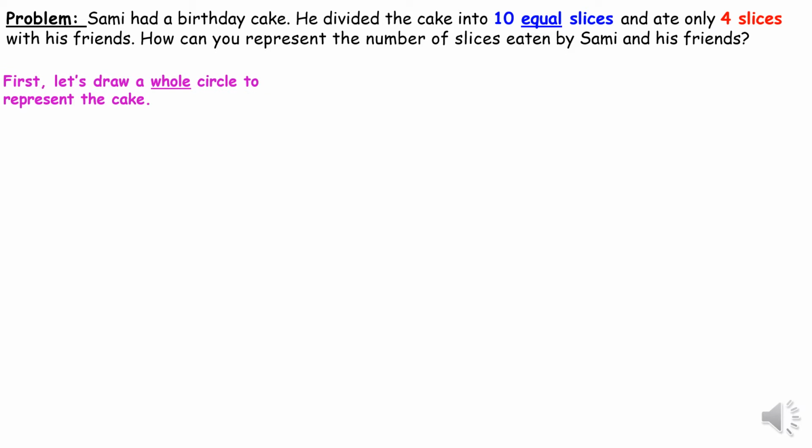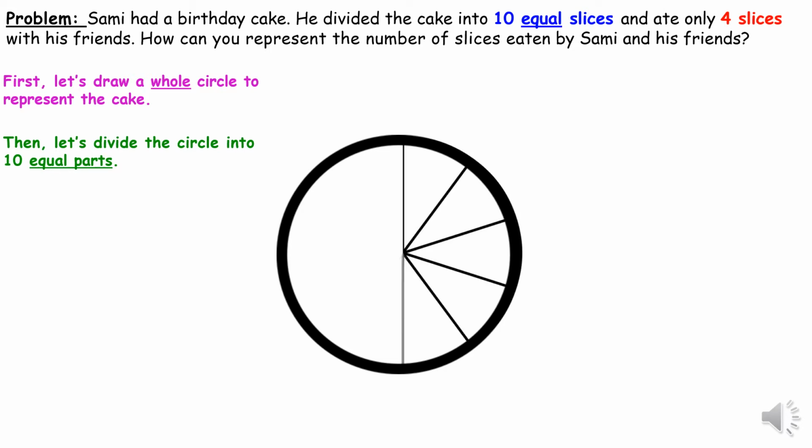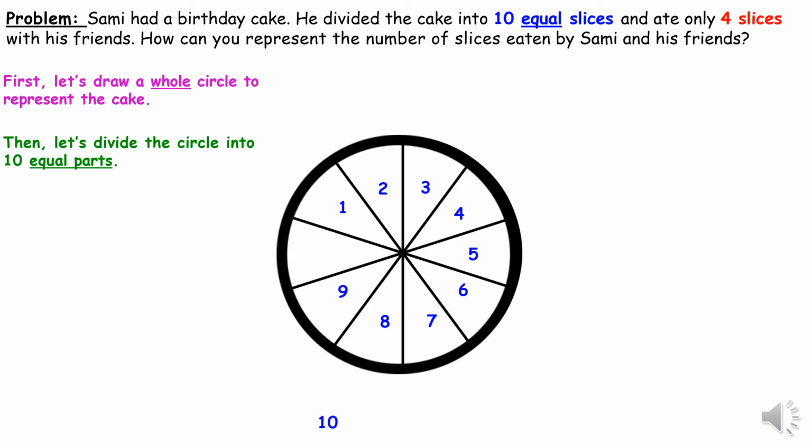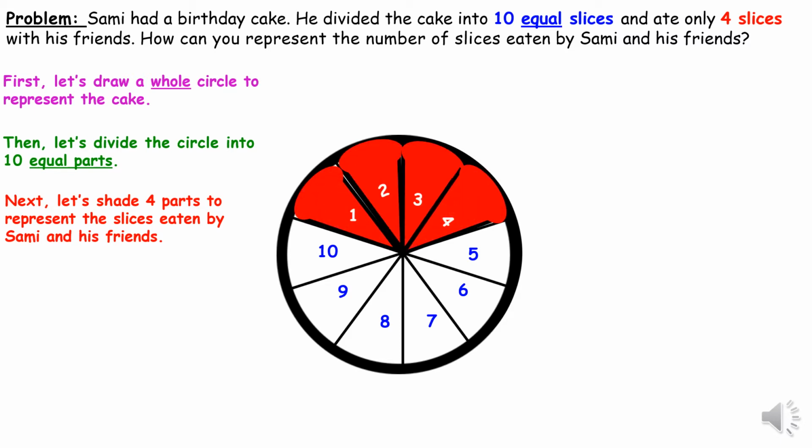First, let's draw a whole circle to represent the cake. Let's imagine that this is a cake. Then, let's divide the circle into 10 equal parts. 1, 2, 3, 4, 5, 6, 7, 8, 9, and 10. Next, let's shade 4 parts to represent the slices eaten by Sammy and his friends. I'm gonna use the red color. I shaded 4 parts.